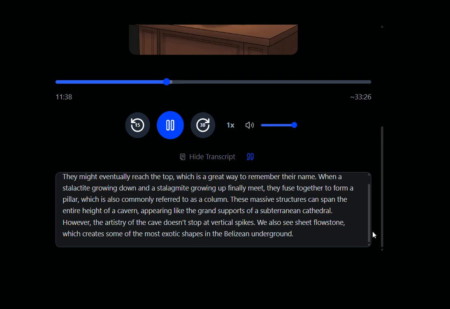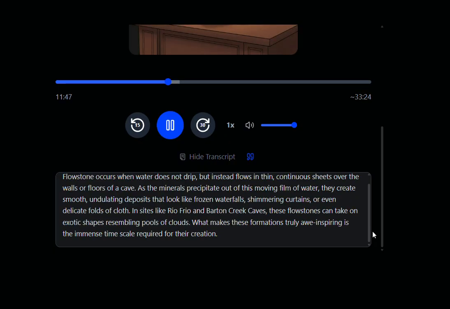However, the artistry of the cave doesn't stop at vertical spikes. We also see sheet flowstone, which creates some of the most exotic shapes in the Belizean underground. Flowstone occurs when water does not drip, but instead flows in thin, continuous sheets over the walls or floors of a cave. As the minerals precipitate out of this moving film of water, they create smooth, undulating deposits that look like frozen waterfalls, shimmering curtains, or even delicate folds of cloth. In sites like Rio Frio and Barton Creek caves, these flowstones can take on exotic shapes resembling pools of clouds.